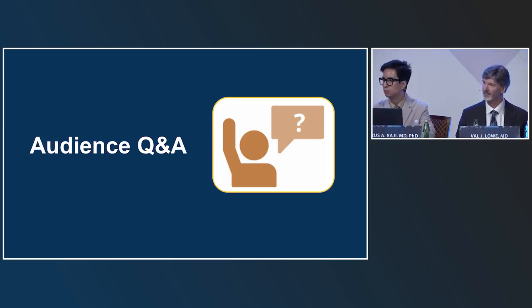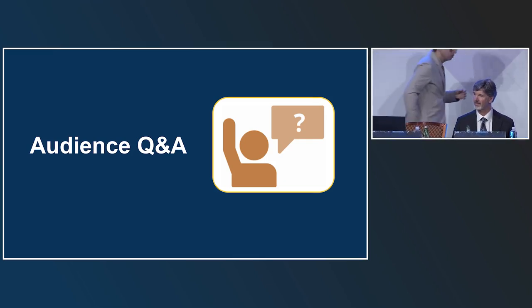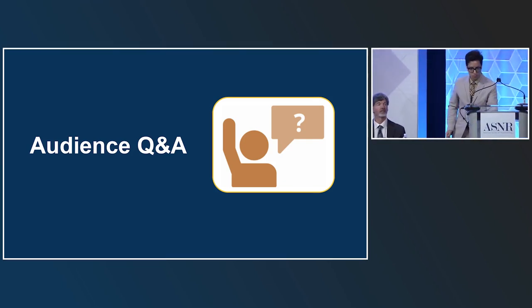Excellent session. One of my questions is regarding volume loss under the treatment of amyloid antibodies. How do you differentiate the normal progression of volume loss compared to that of the treatment itself?